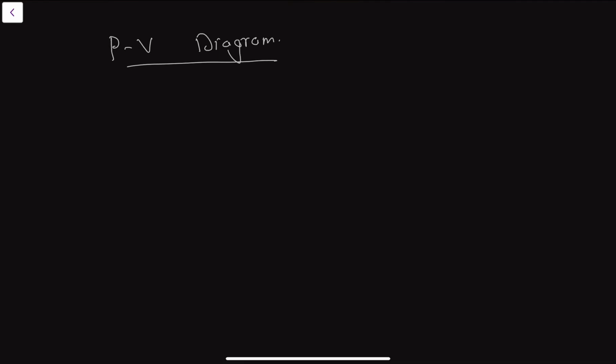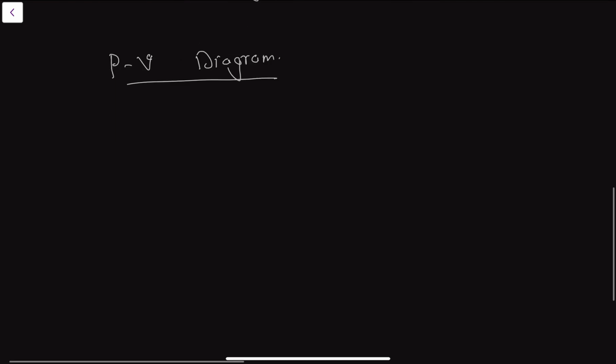So in this video, I will explain the pressure volume diagram. We have seen how the properties of a pure substance change when it is heated and when it is undergoing the phase change process. Now let us plot the changes with respect to pressure and specific volume.